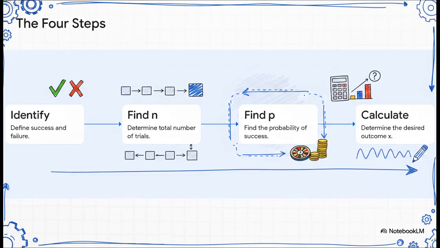So whenever you face a problem, you just follow these 4 simple steps. Step 1, clearly define what a success and a failure actually look like for your specific situation. Step 2, determine N, how many total trials you're running. Step 3, find P, your constant probability of success. And step 4, decide on X, the exact number of successes you want to calculate the probability for. Once you line these up, the math literally does all the heavy lifting for you.